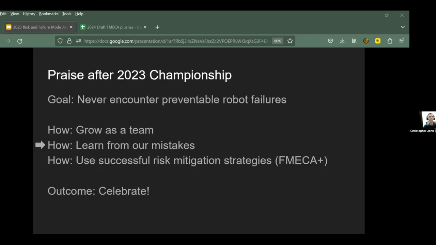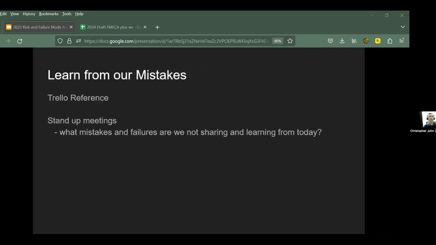All right, we've made it through the first how. Now let's talk about the second how to never encounter preventable robot failures. In the corporate world, we make mistakes all the time. We document many of them and we share them with others so that they don't have to learn the same mistake the hard way. For Huskies, this looks like the Trello reference and stand-up meetings during meals.